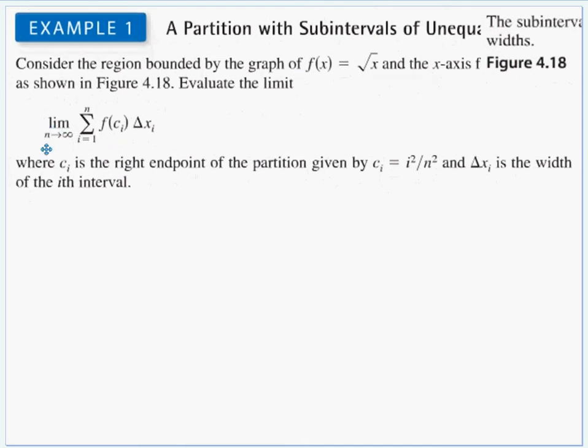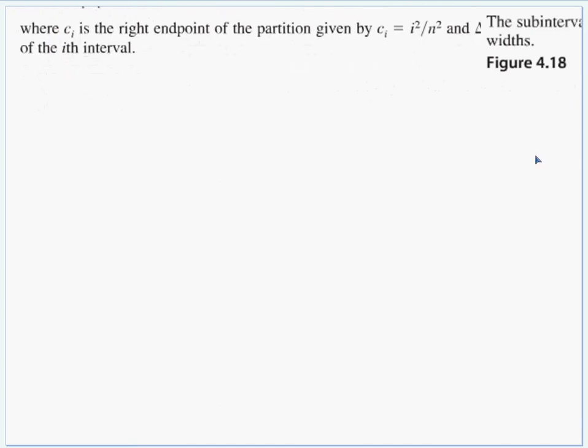So here it is in its purest notational form. The limit as n goes to infinitely many rectangles. The summation from the first to the nth rectangle. F of c sub i, that is the height of the rectangle. Delta x sub i is the base of the rectangle. c sub i is the right endpoint of the partition given by this. c sub i is i squared over n squared. Delta x sub i is the width of the ith interval.